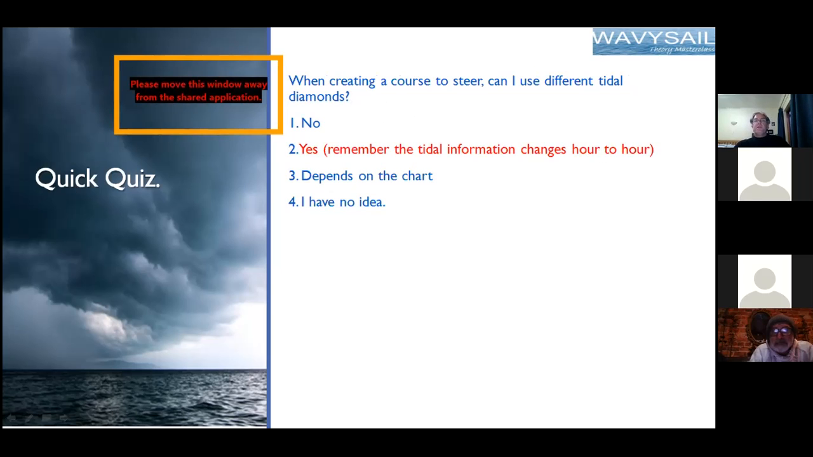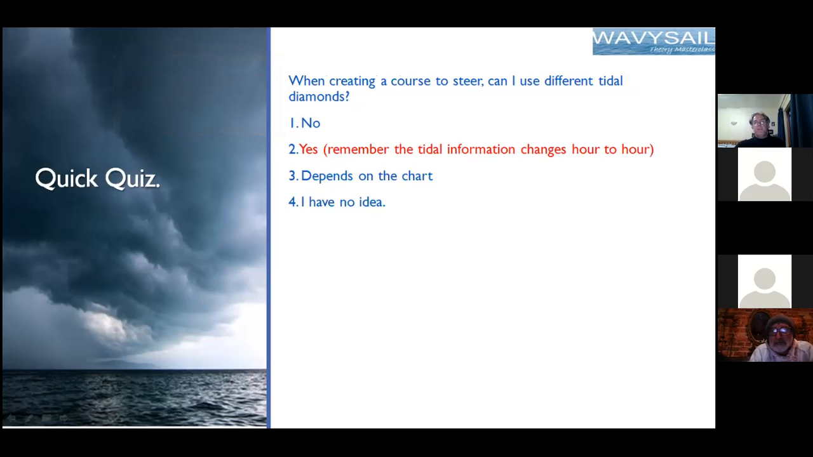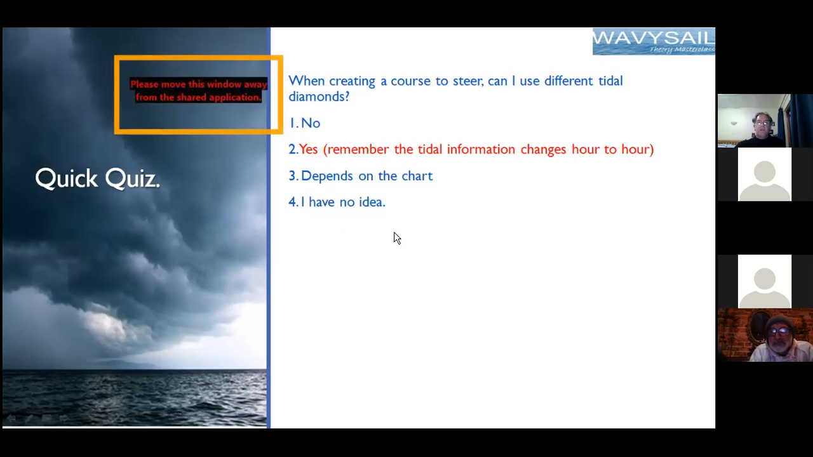When creating a course to steer, can I use different diamonds? Yes. Remember the tide changes from hour to hour. So use as many diamonds as you need to if you're moving across tidal diamonds during that hour. So you go from one diamond to the next, or you go from one section of your stream atlas to the next, because it changes from hour to hour. And can I use tidal diamonds and tidal atlases? Yes, with pleasure. But remember, your tidal atlas is more detailed.